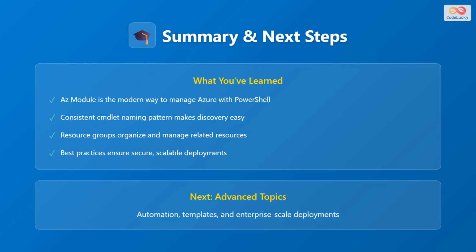Let's recap what you've learned in this video. The Az module is the modern, recommended way to manage Azure resources with PowerShell, replacing the older AzureRM module. The cmdlets follow a consistent naming pattern that makes them easy to discover and use. Resource groups help you organize and manage related resources together as logical units. And following best practices ensures your deployments are secure, organized, and scalable. Now that you have these fundamentals, you're ready to explore more advanced topics like automation workflows, ARM templates, and enterprise-scale deployments. Keep practicing with these commands, and you'll soon be managing Azure resources like a pro.